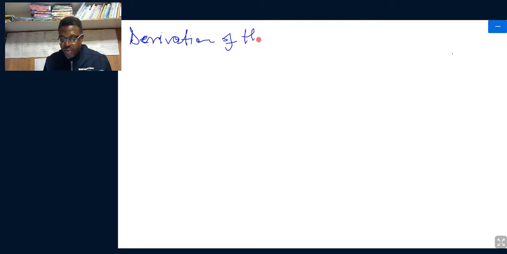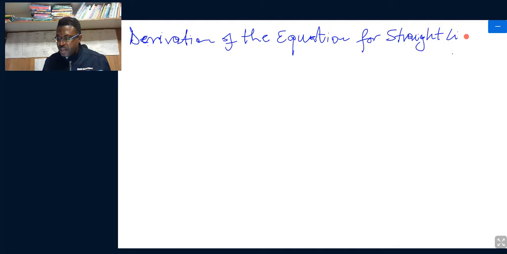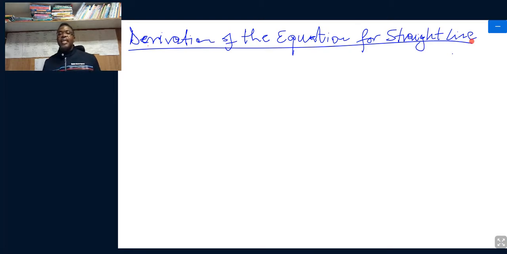We move forward. Now I want to do something interesting, something that looks much better. Derivation of the equation of a straight line. Derivation of the equation for a straight line. How do you find?